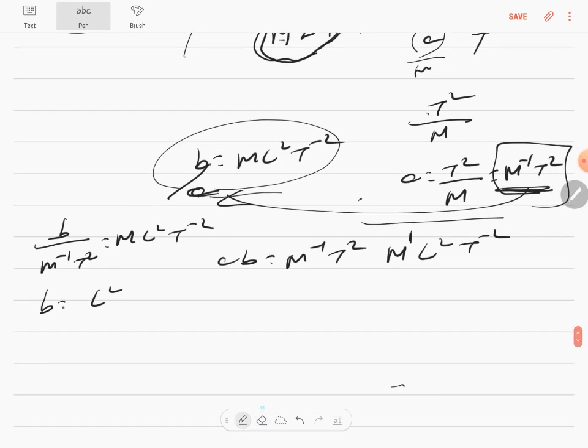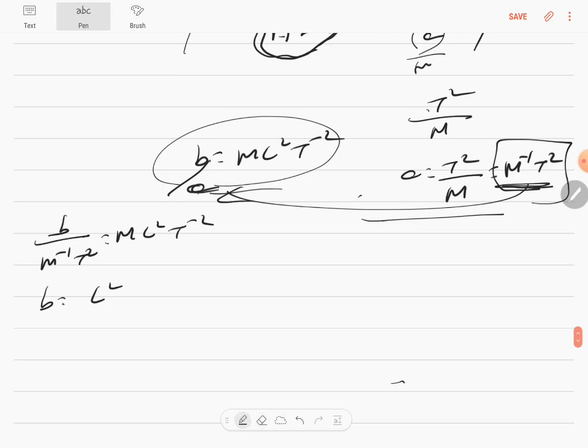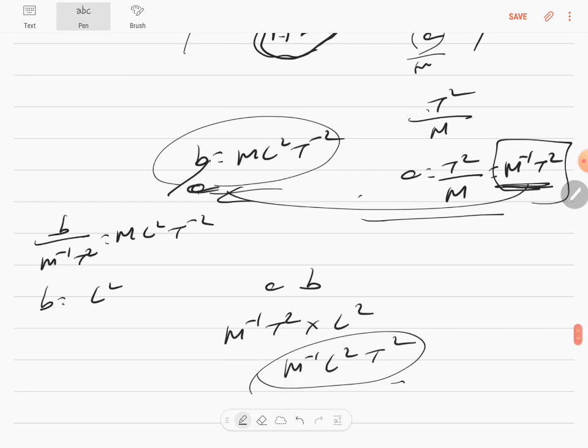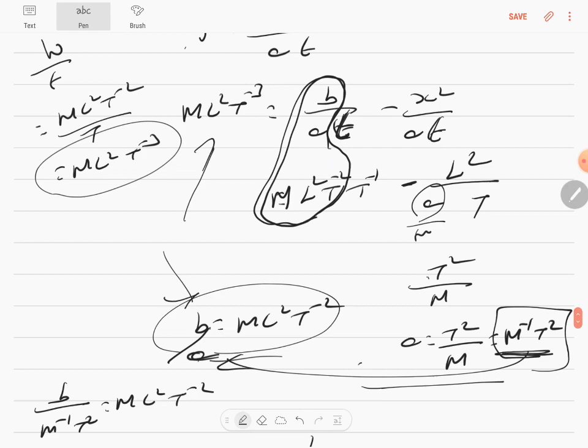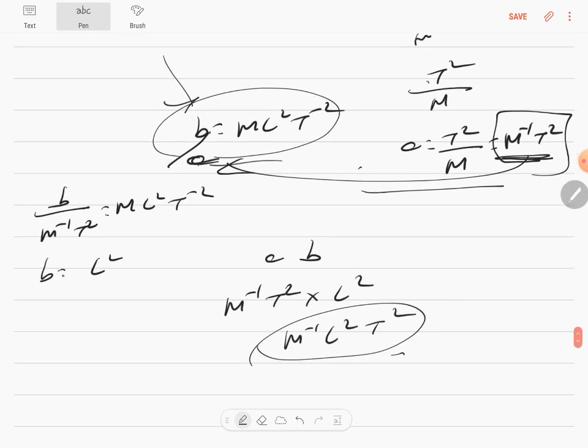Okay, so the question is about A into B. I'm sorry, I made a mistake there. I hope you can correct. So m to the power 1 t to the power 2 into L square, which is m to the power minus 1 L to the power 2 t to the power 2, and this will be the dimensions of A into B. So make sure you correct this. It is B by A. I wrote it as B. That was the problem. So like this, with the dimensional consistency, you can find the unknown dimensions or verify if the equation is correct or not.